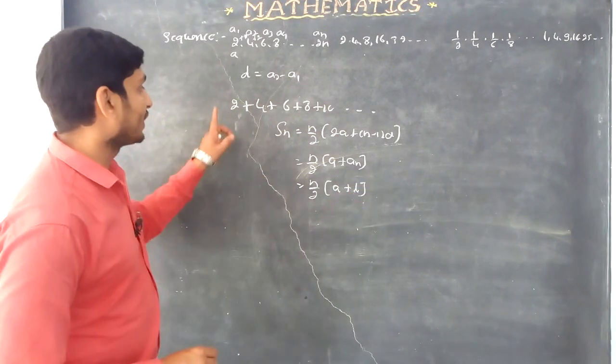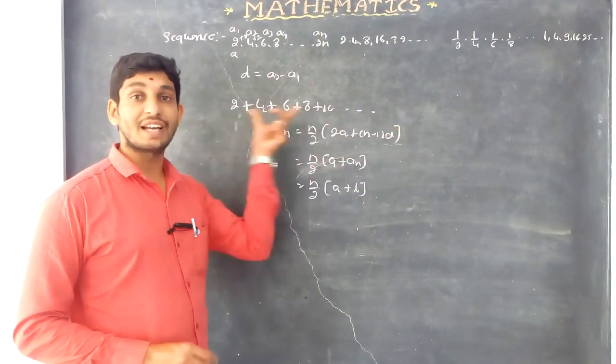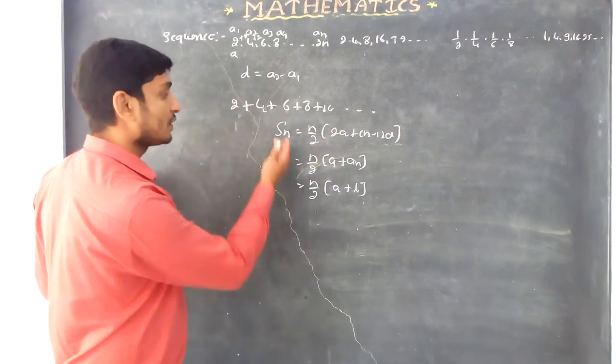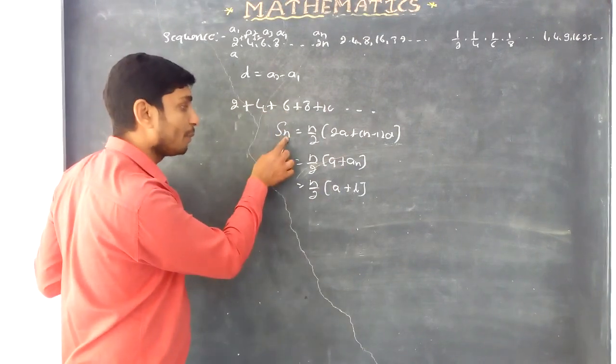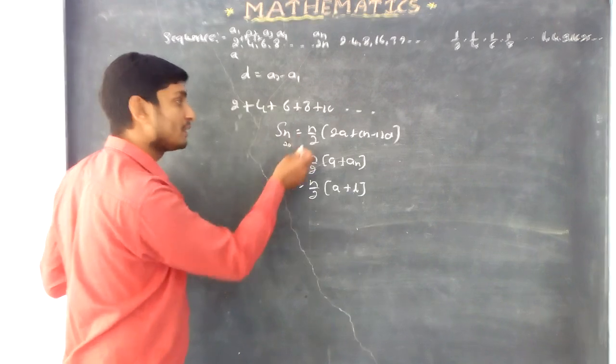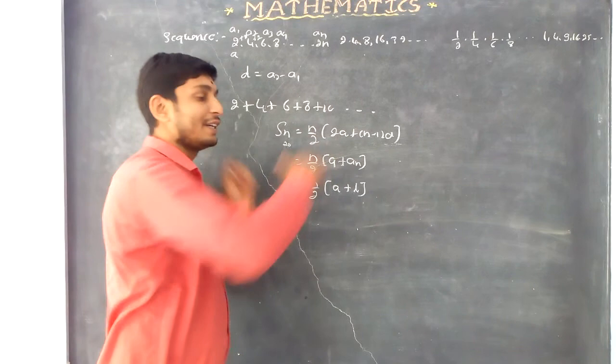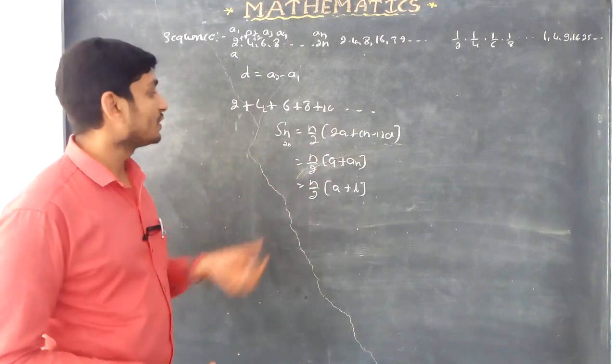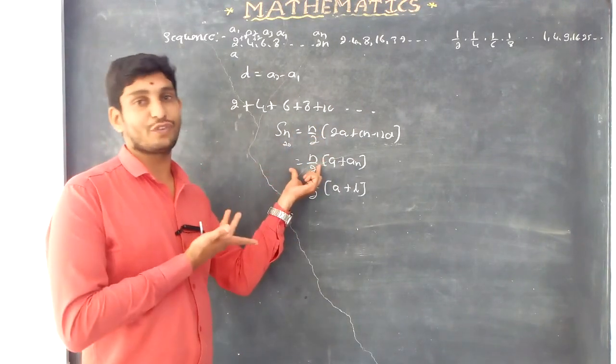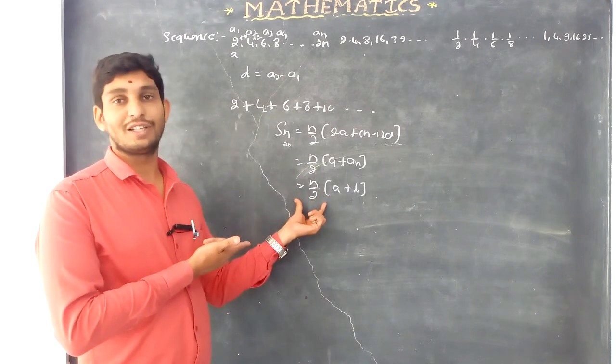Suppose the question is like this: find the sum of first 20 terms of this arithmetic series. That time, yes, you have to use this formula: Sn equals, in the place of n you have to write 20. You know a, you find d, and as you solve, you get the sum of first 20 terms. Correct? It is not necessary to solve using only this formula; even this formula you can use, or this formula also you can use.